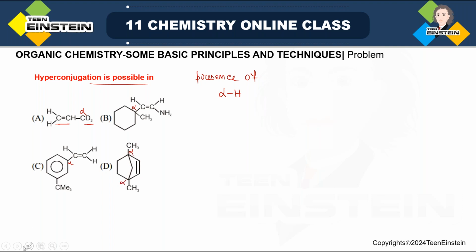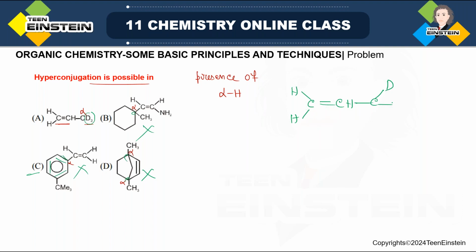Now look at the alpha carbons. Is there any hyperconjugable hydrogen? For the first case, we have a total of 3 deuterium atoms, right? But in case of B, this carbon, there is no hydrogen, right? In molecule C also, there is no hydrogen because it is a benzene ring. There will be some double bonds, like if you remove this circle sign, so there is also no hydrogen. And this carbon, there is also no hydrogen. So in these 3 cases, hyperconjugation is not possible. Only possible for the first one. And for the first one, how will it be? Let me draw it.